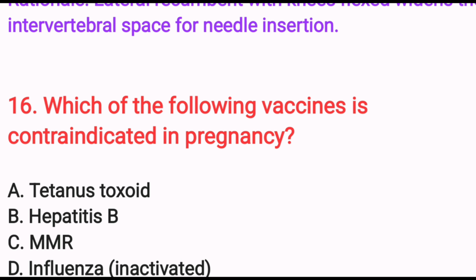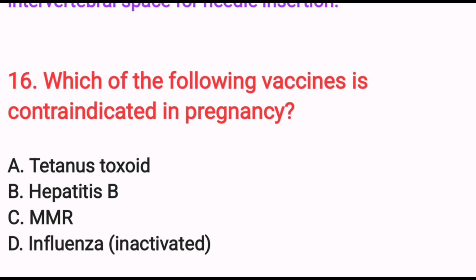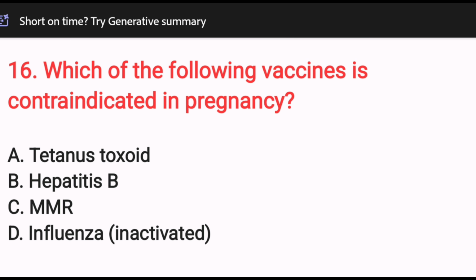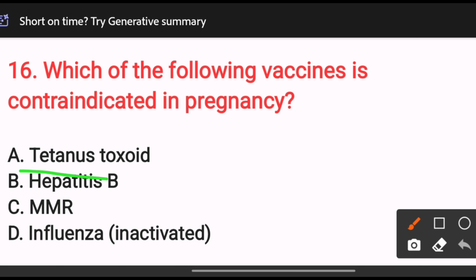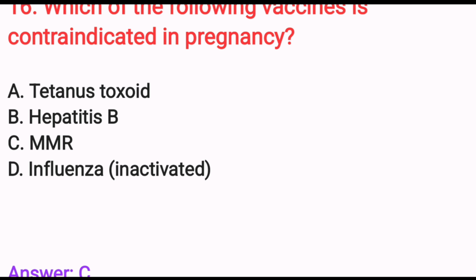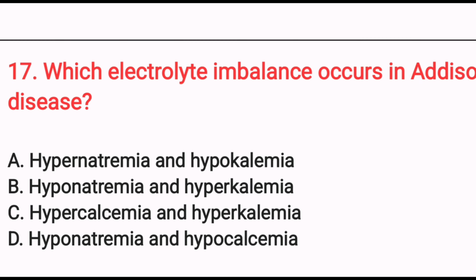Next, which of the following vaccines is contraindicated in pregnancy? In pregnancy, live vaccines are contraindicated. Option A is tetanus toxoid. Option B, hepatitis B. MMR is a live vaccine, so the answer will be option C. MMR is contraindicated.